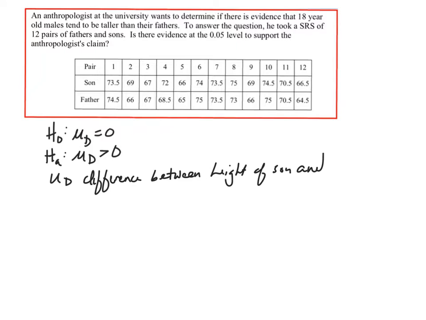And again, it's kind of nice if you wrote your null as mu son minus mu father. If you didn't, it'd be nice right here to say you did the son minus the father. Okay? All right, so there's our state, our plan. Well, we're going to do a matched pair t-test.